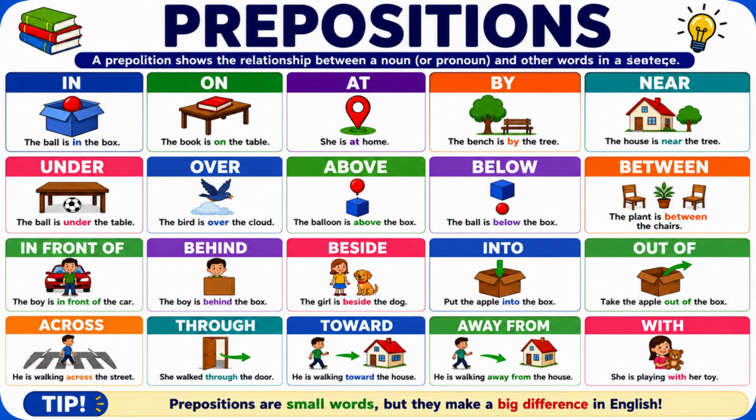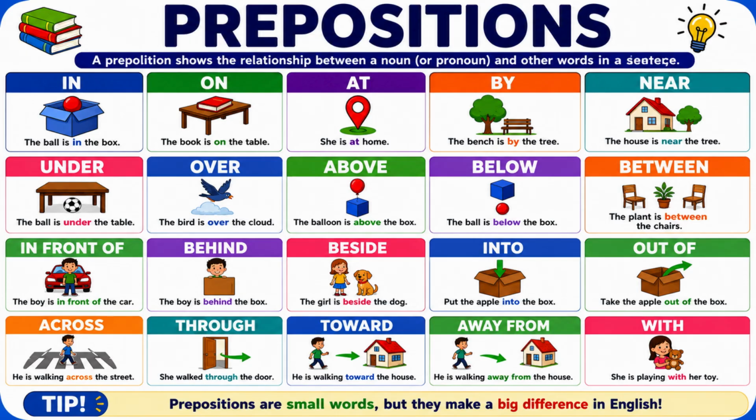7. Over. Over means above something, usually without touching it. Example: the bird is over the cloud. 8. Above. Above means at a higher level than something. Example: the balloon is above the box. 9. Below. Below means at a lower level than something. Example: the ball is below the box.